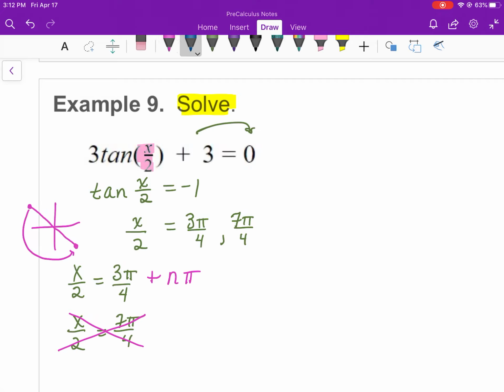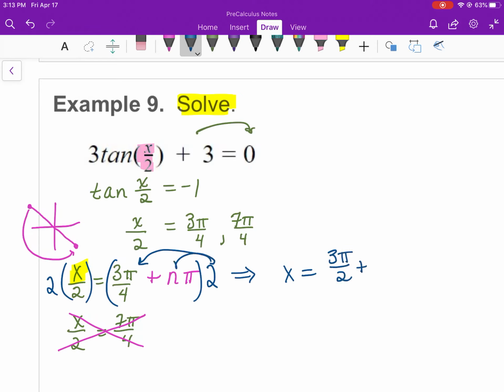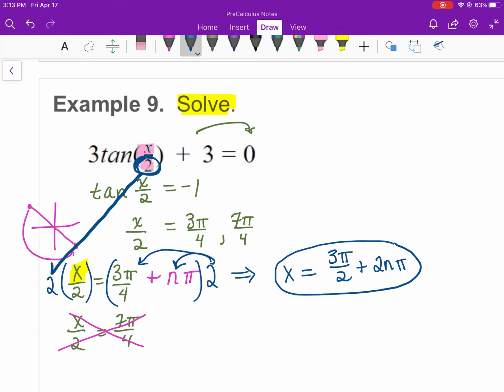And then what you want to do is solve this equation for x. So I want to get x here by itself. So I'm going to multiply everything by 2. So both sides get multiplied by 2. And if I multiply 3/4 times 2, I get 3/2. And I also have to multiply here by 2. So again, you don't do anything with this divided by 2 business until the very end of the problem, and that's when we multiply the whole answer by 2.